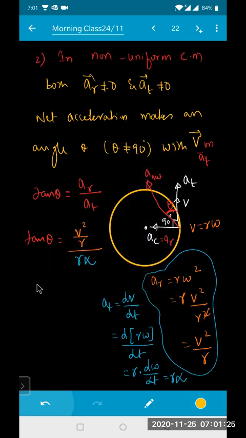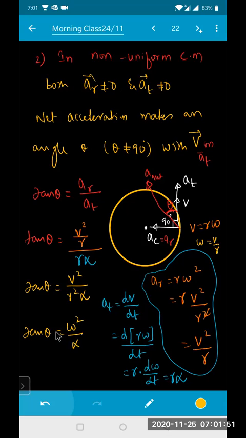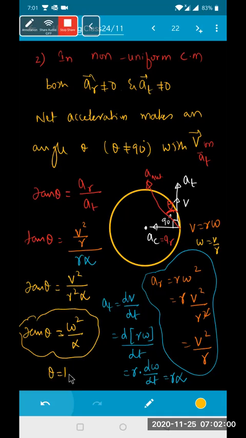So that means ultimately I can write tan theta value is equal to how much? Tan theta is equal to V square divided by R will come down, so it is R square into alpha. Now what is V square by R square? I can write it as omega square, because omega is equal to V by R. So V square by R square means omega square divided by alpha. So this is the value of tan theta. Or else I can write theta is equal to tan inverse of omega square by alpha.